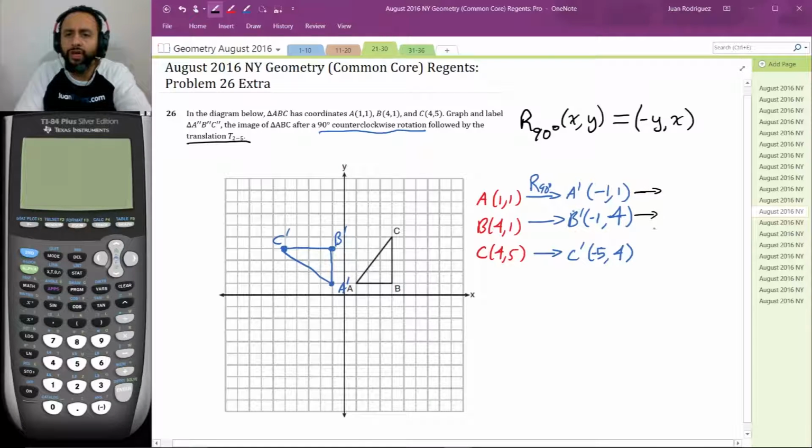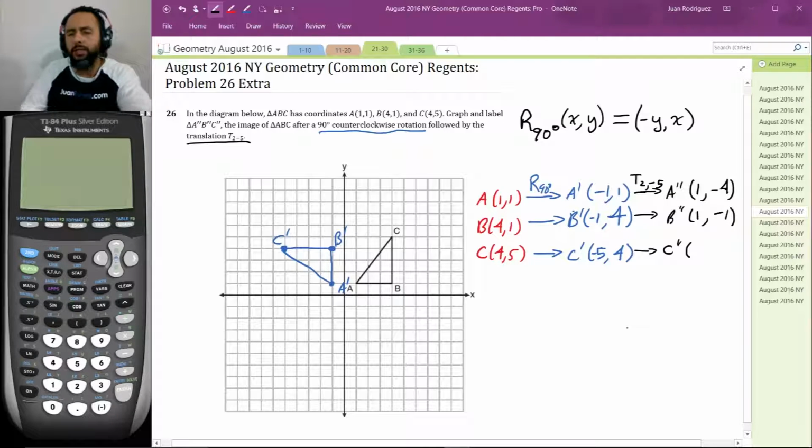Okay, now I'm going to translate 2 units to the right and 5 units down. So how do I do that? A double prime, B double prime, C double prime: I add those numbers to the coordinates. That's it. So -1 plus 2 is 1, 1 plus -5 is -4. Okay, -1 plus 2 is 1, 4 plus -5 is -1.